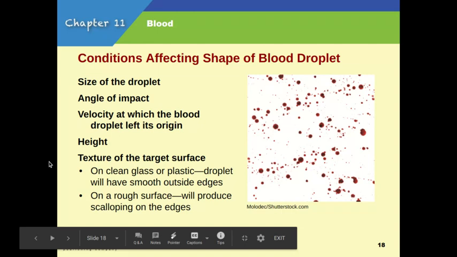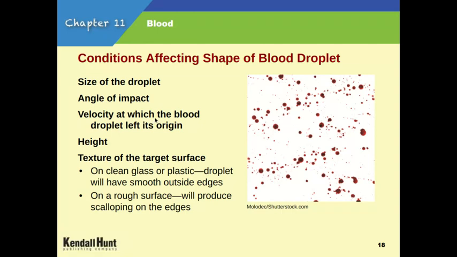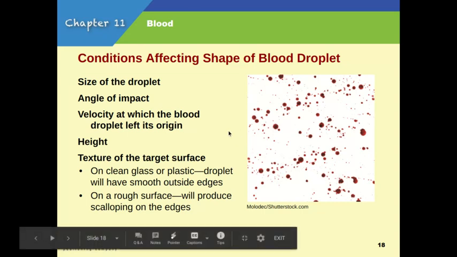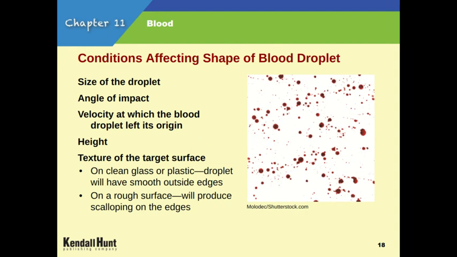Okay, conditions affecting the blood drop. Obviously, the size of the droplet: the bigger the droplet, the more blood that's going to hit, and the different kinds of stains you're going to leave. Smaller droplets are going to leave smaller stains. The angle of impact. Are they round droplets? Are they oblong droplets? That'll tell you from where the blood came and the angle that it hit the floor at. The velocity at which the blood droplet left its origin. Okay, how fast was it going when it hit the floor?